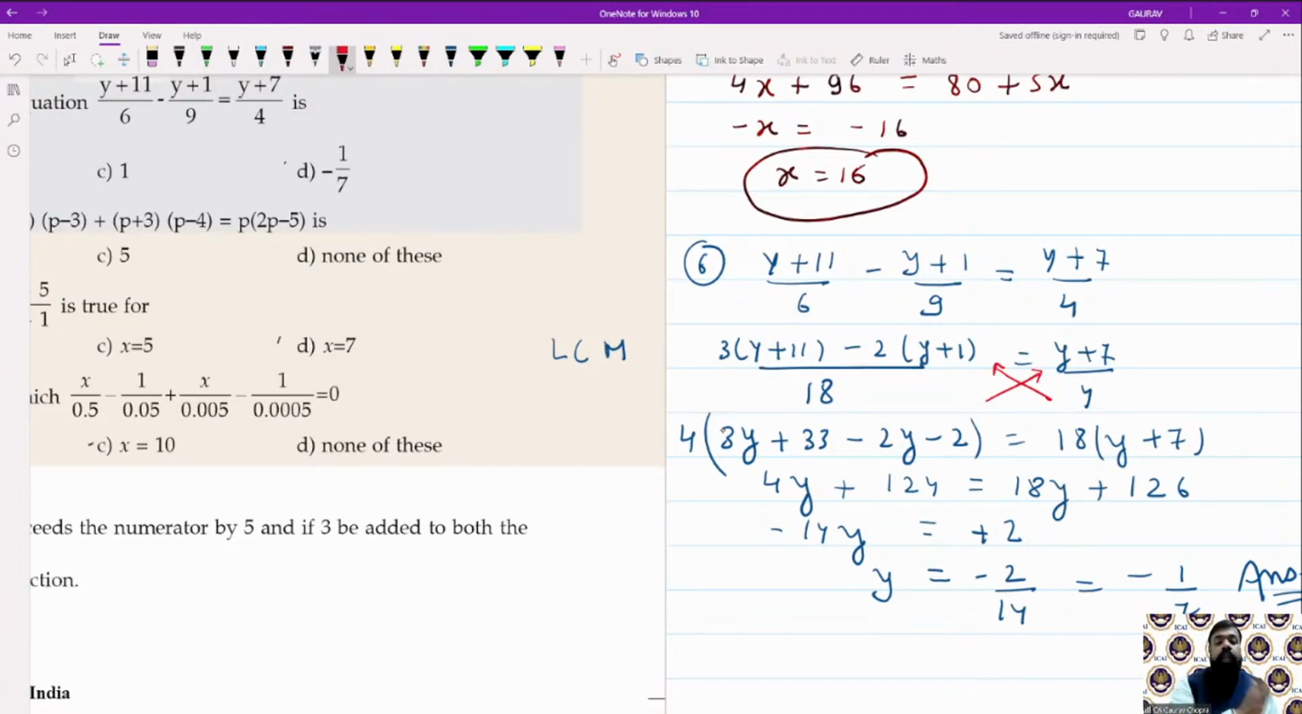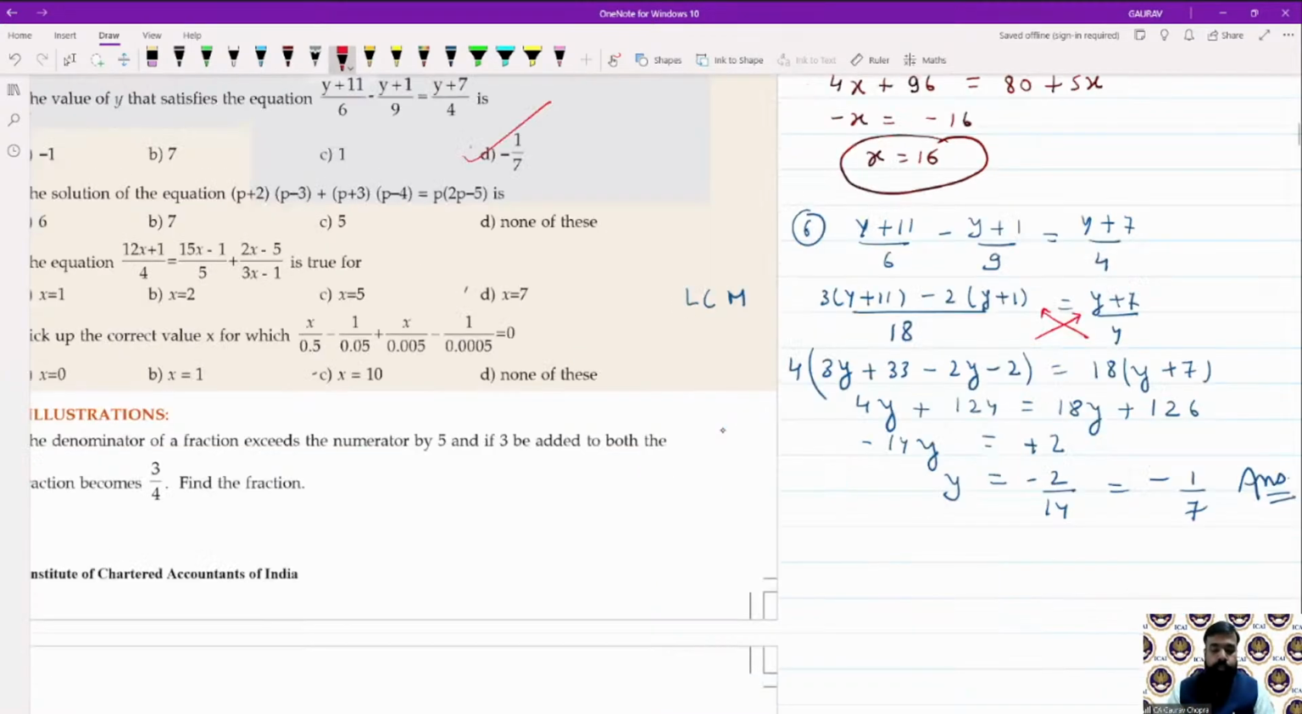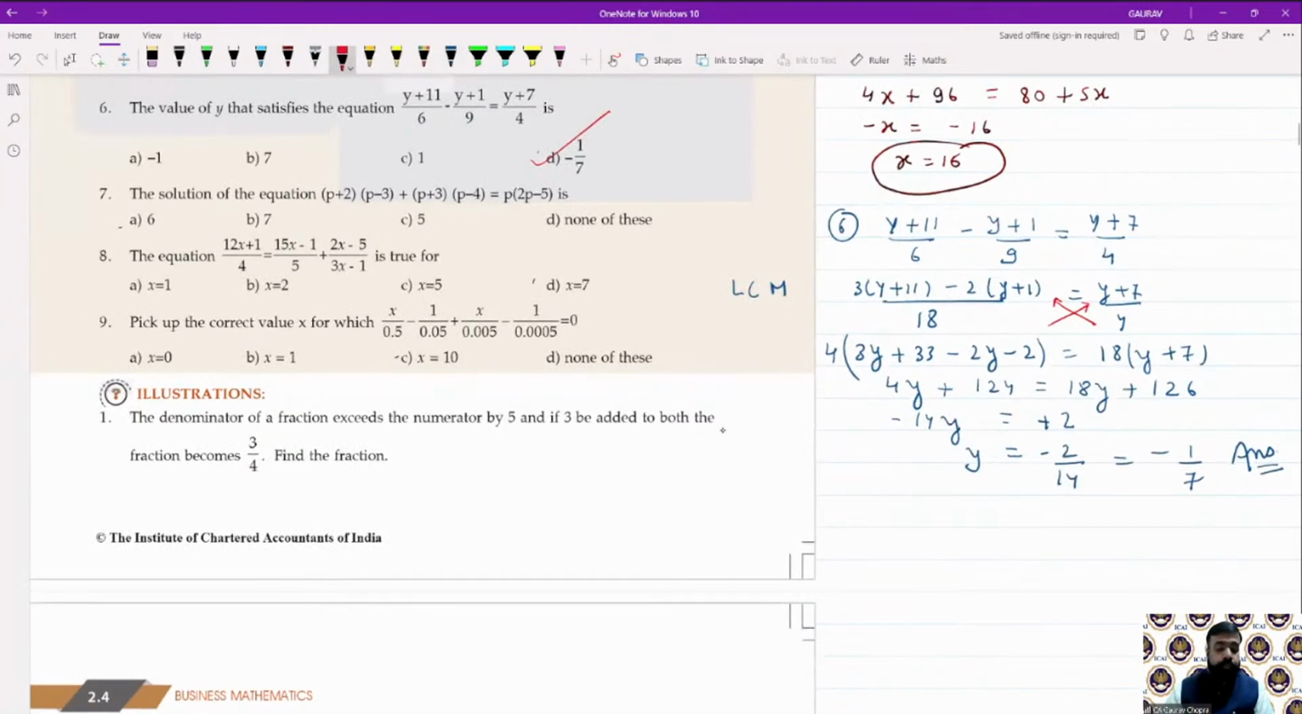4 will be multiplied on the left hand side, 18 will multiply on the right hand side. Then after multiplying, we have to simply do the transposition, keeping the variable on one side and constant on the other side. And after that, we are getting the result as minus 1 by 7, option number D. So this is the correct answer.